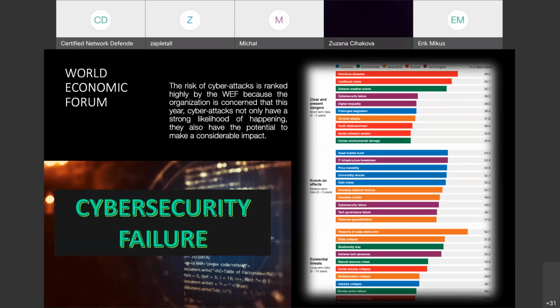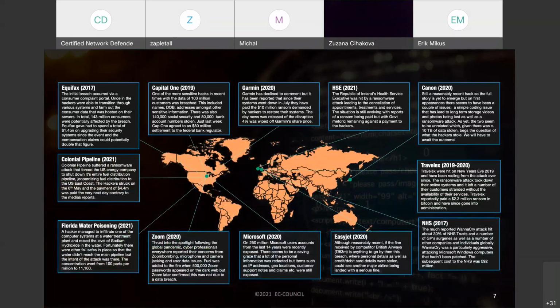In terms of what that looks like in what has been going on in the world, I know I covered these in CND, so I'll just focus on these briefly so we can spend a little bit more time on the ethical hacking course. The three that we focus on are the Colonial Pipeline, the Florida water poisoning, and HSE. I've actually just got back from Ireland, and it is something which everyone is talking about there.